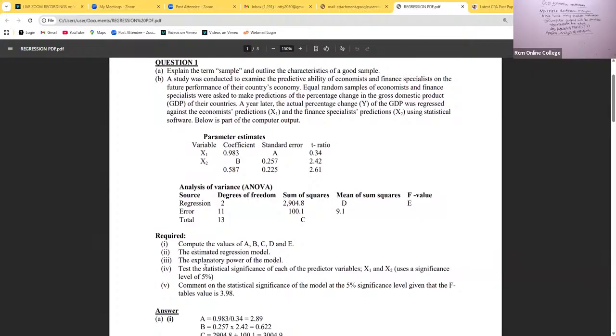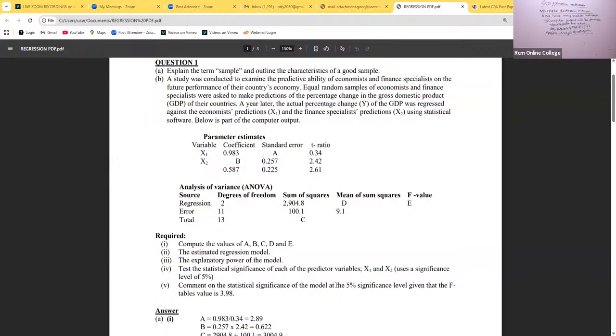Number 3, we test the explanatory power of the model. Number 4, test the statistical significance of each of the predictor variables, x1 and x2, using a significance level of 5%. Then comment on the statistical significance of the model as a whole at 5% significance level, given that the F table's value is 3.98.